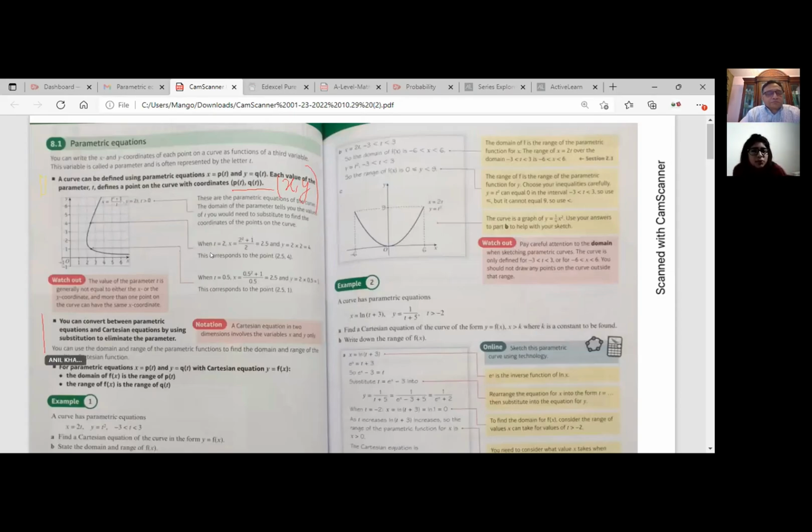Now let's read this second bold stuff. You can convert between parametric equations and Cartesian equations by using substitution to eliminate the parameter. Correct. Third. For the parametric equations x equals p of t and y equals q of t, with the Cartesian equation y equals f of x, the domain of f of x is the range of p of t. So that's what you're saying, the range of x. And then the range of f of x is the range of q of t, which corresponds to y.